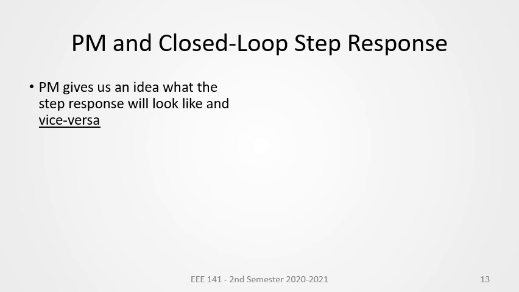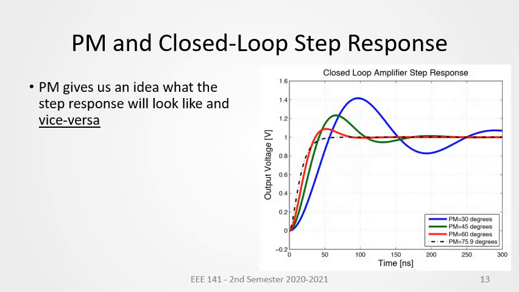Knowing how the phase margin is related to the damping of the system gives us an idea of what the step response will look like and vice versa. Plots of the step response of a closed-loop system with different phase margins is shown. The black dashed line is the critically damped case, where the decay is fastest when there is no ringing or oscillation. As the phase margin is decreased, the system becomes underdamped. The smaller the phase margin, the slower the decay of the oscillation becomes, since a smaller phase margin means that the system is closer to becoming unstable.